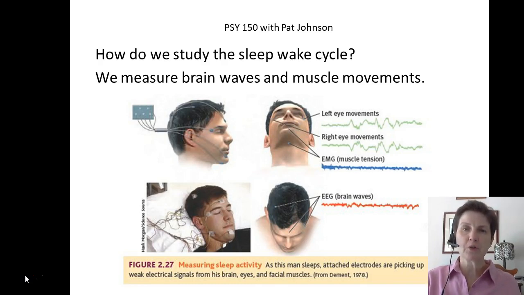So if you ever go to a sleep disorders clinic because you believe you have insomnia, sleep apnea, or some other sleep disorder, you will be hooked up like this person here, and you will have electrodes coming out showing eye movement. You will have electrodes for an EEG and muscle tension. So this is from your textbook, and we can see a person hooked up for a sleep study.